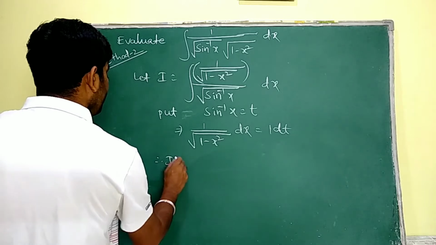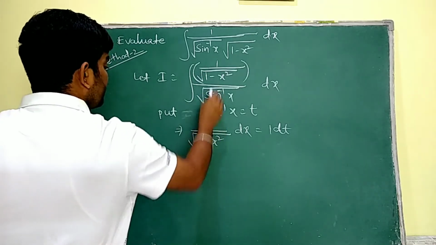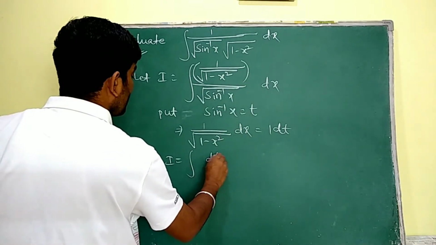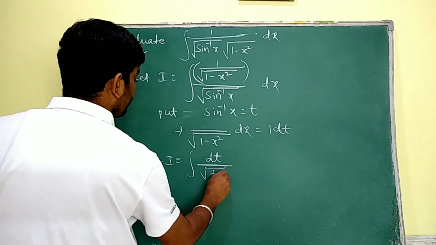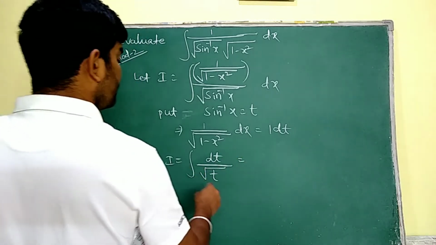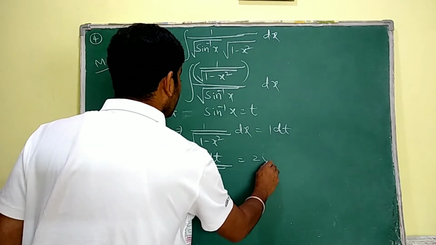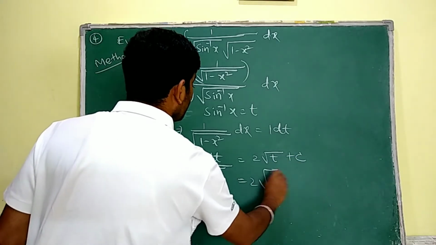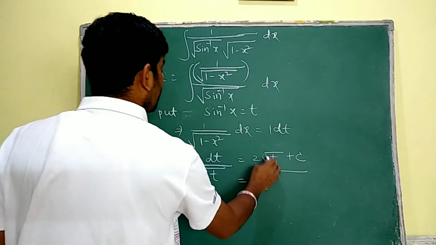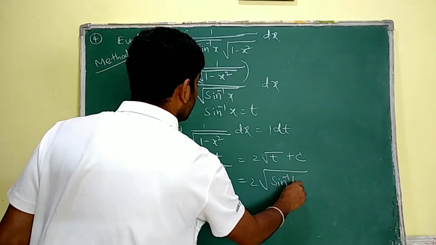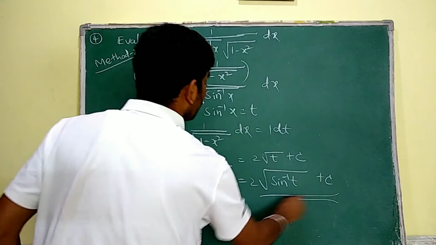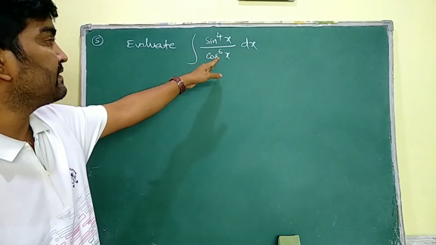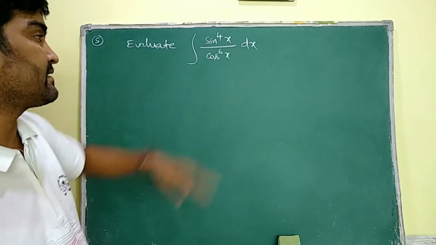Therefore this I will become integral of this 1 by root over 1 minus x square dx, which can be expressed as dt, by root t. That means 1 by root t dt. 1 by root t integral means, we know, 2 into root t plus c. Again now we have to substitute in the place of t as sin inverse x. 2 root of sin inverse x plus c. This is our answer.